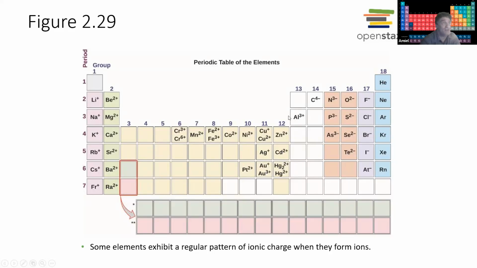Aluminum is always +3. Carbon is 9 times out of 10 -4. The group 15s, nitrogen, phosphorus, and astatine are -3. Group 16s, -2. The halogens, -1. And the noble gases would be 0. They are called noble gases because they neither gain nor lose electrons.